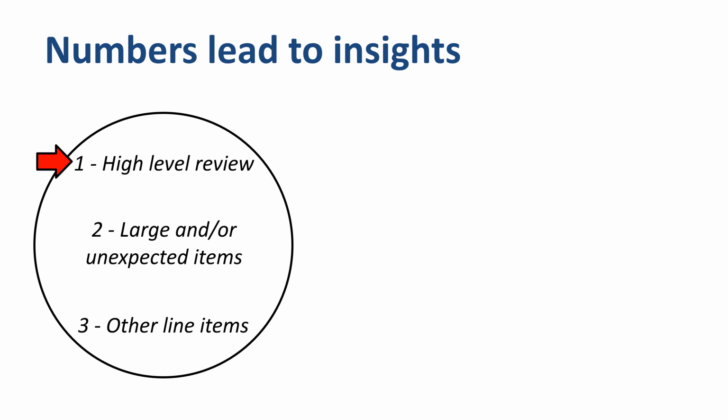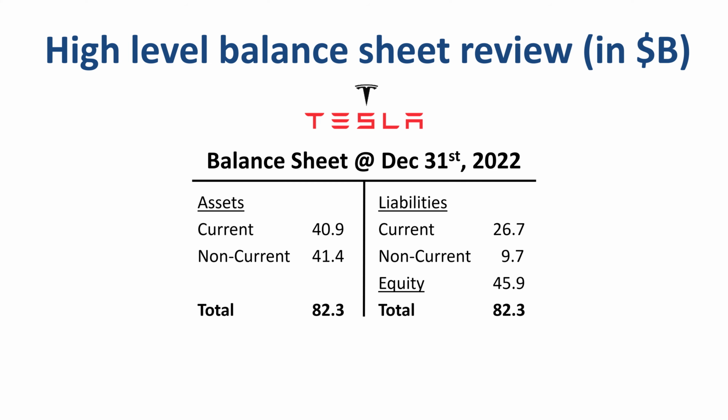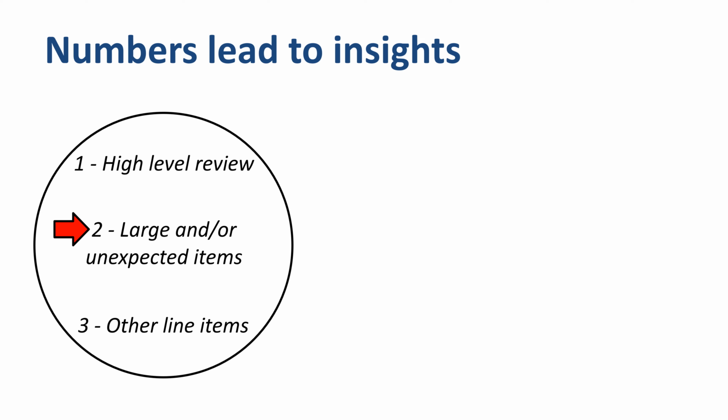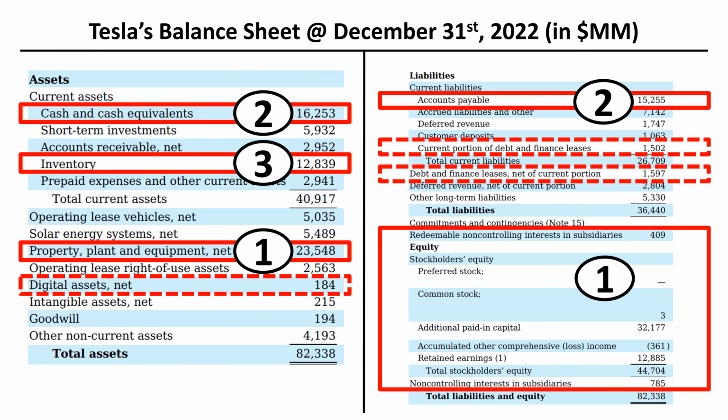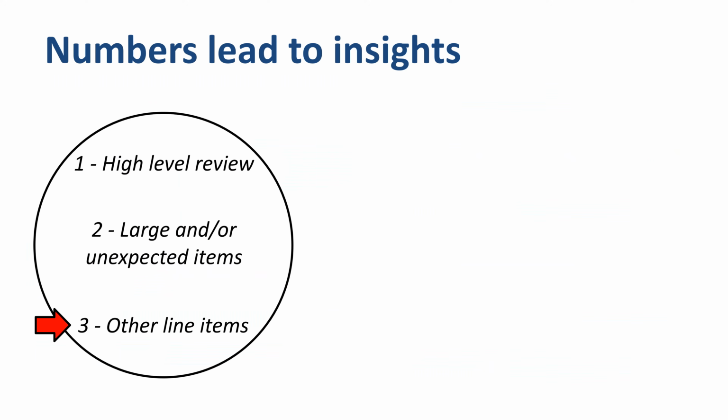We have done the high-level review of the balance sheet, which looks like this. And we have identified and reviewed the large and/or unexpected items, which looks like this. Now we move on to the fine-tooth comb approach to the other balance sheet line items. Don't underestimate the nuggets of insight you might come across here.